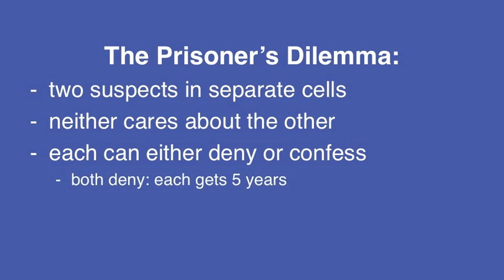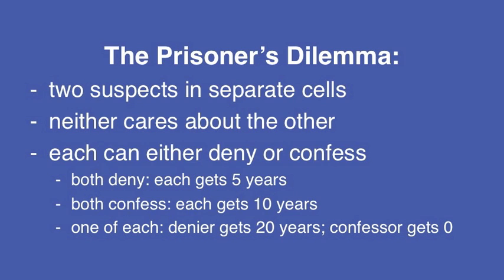If both deny the charge, the DA can only pursue a lesser crime for 5 years in prison each. If both confess, the DA will go after them for 10 years each. And if one confesses and the other denies, the confessor will be granted immunity in return for evidence against the other, who will receive a sentence of 20 years.